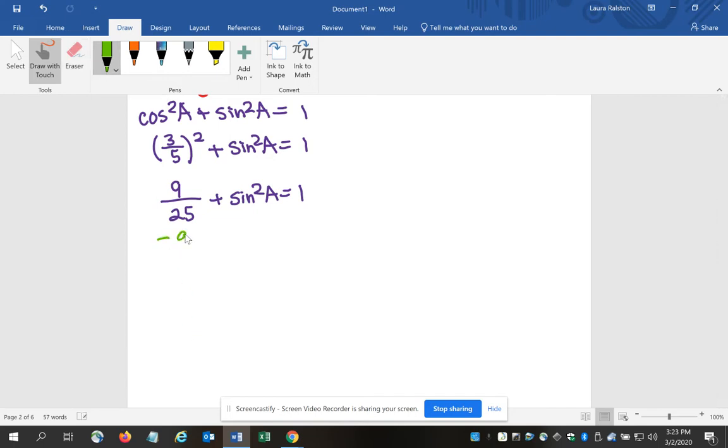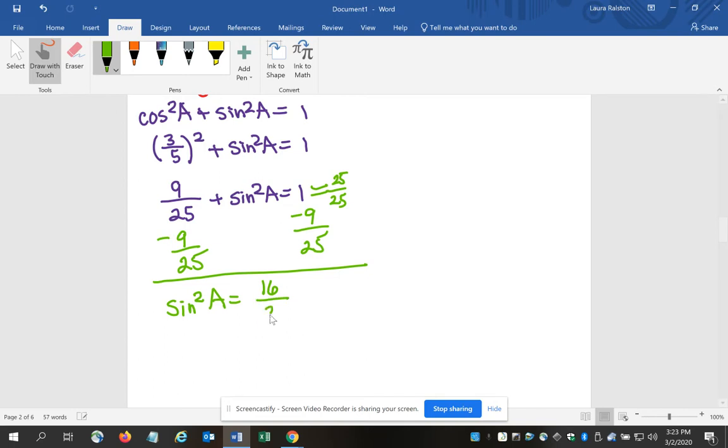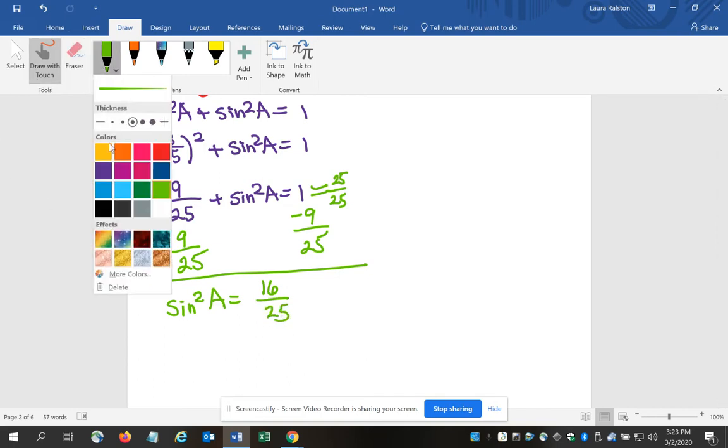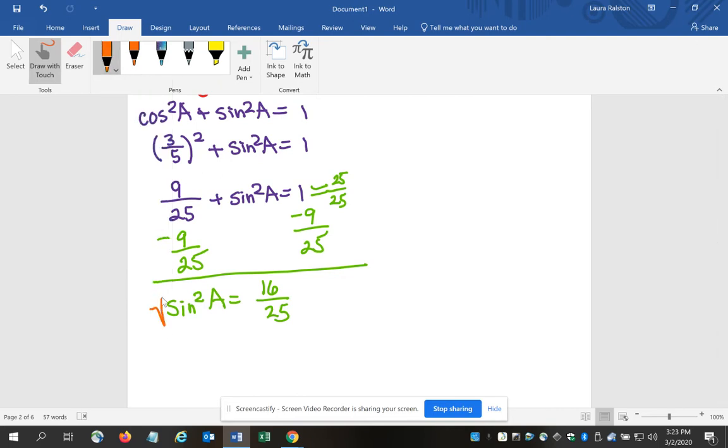So I have minus 9/25 minus 9/25. Remember, 1 whole would be 25 over 25. So I have the sine squared of A is 16 over 25. I don't need sine squared, I just need plain old sine. So I'm going to undo the square by taking the square root, remembering it could be positive or negative.